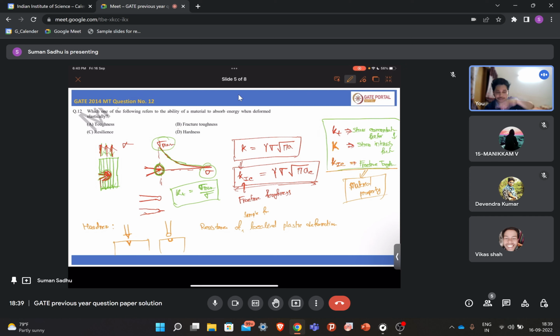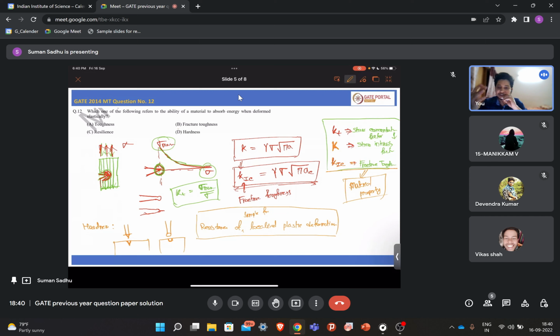So it is basically how much load you are applying, and because of that, what is the dimension of the indentation you are getting. This ratio gives you the hardness. So hardness in the physical sense is basically the resistance of your sample for localized plastic deformation.